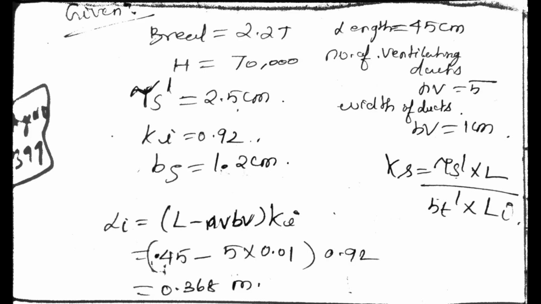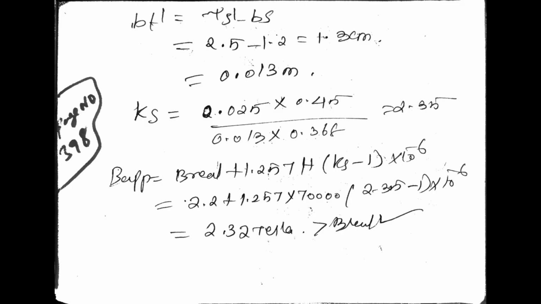Bt dash is equal to tau dash minus Bs. 2.5 minus 1.2 is 1.3 centimeter. Solution continuation. Bt dash is equal to tau dash minus Bs. 2.5 minus 1.2, that is 0.013 meter. Ks formula is tau dash into L divided by Bt dash into Li. In this formula, put the required values we obtained.